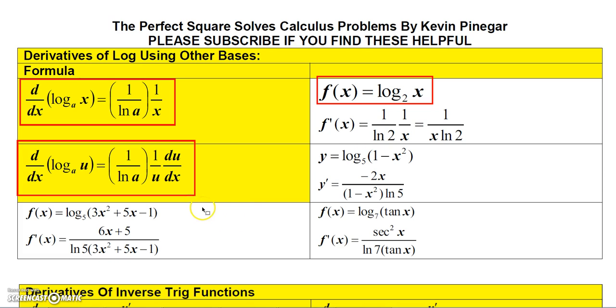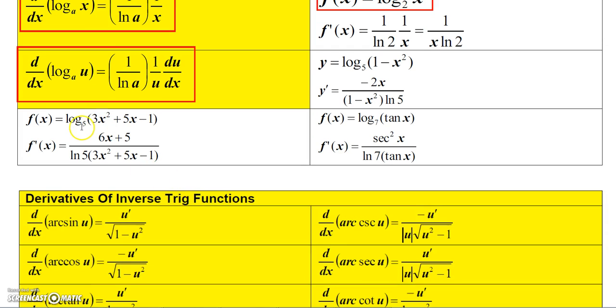Now, here's another one. This one is log of this polynomial base 5. So the derivative of that would be 1 over this polynomial. So there's the polynomial in the denominator. And then also in the denominator, I'd have natural log of 5. And then I would multiply this by the derivative of 3x squared plus 5x minus 1, which is just 6x plus 5. So that's how we would get the answer there.